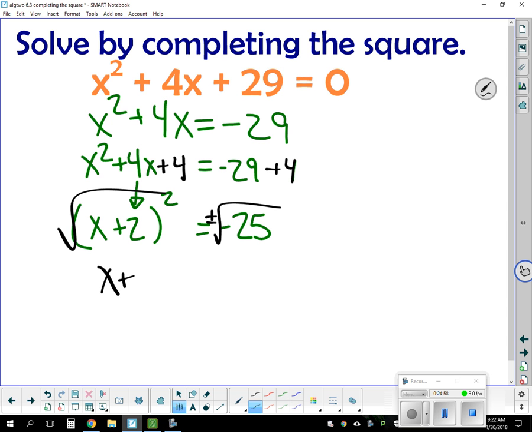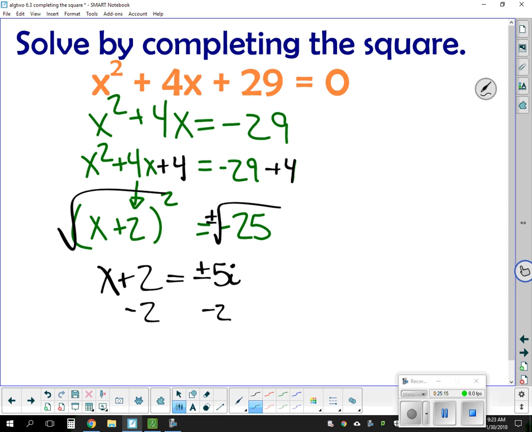Okay, so we have x plus 2 equals plus or minus 5i. The square root of the negative is the i. The square root of 25 is the 5. Finish by subtracting 2. So x equals negative 2 plus or minus 5i. There are two solutions there.